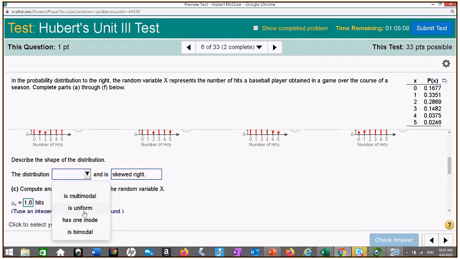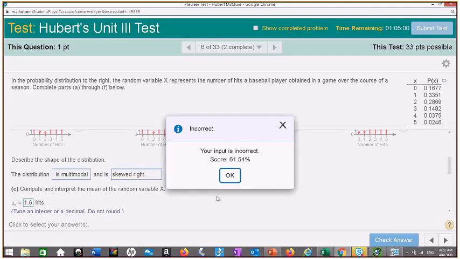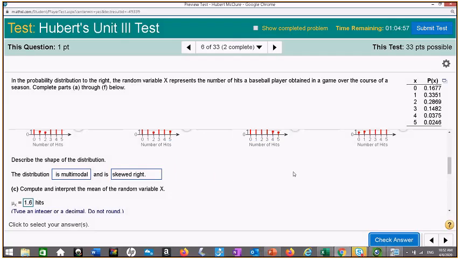It's not uniform. I guess you'd say multimodal. I don't know. It only has one mode, I think. What? It only has one mode. I don't even see them. It should be X is equal to 1. That should be its one mode, right? Yeah.